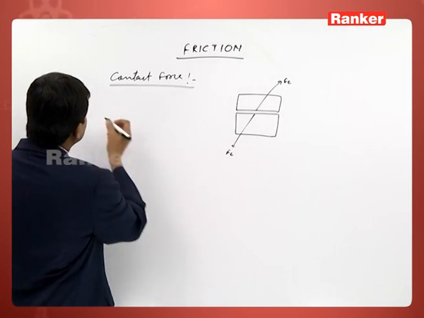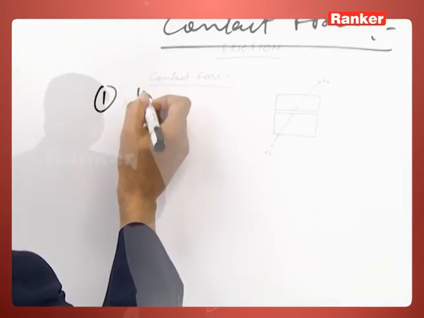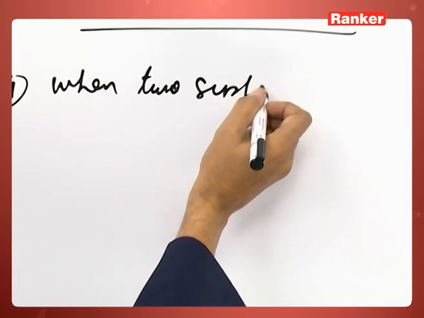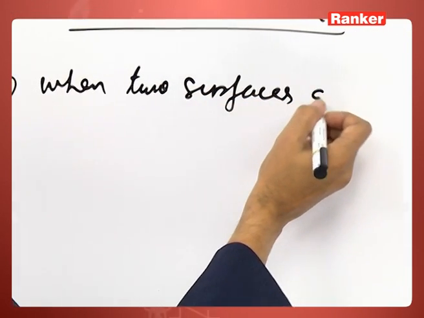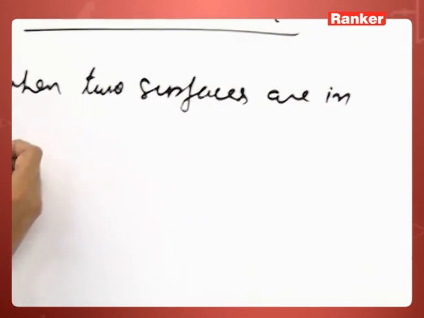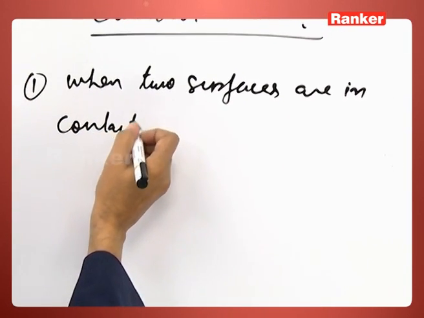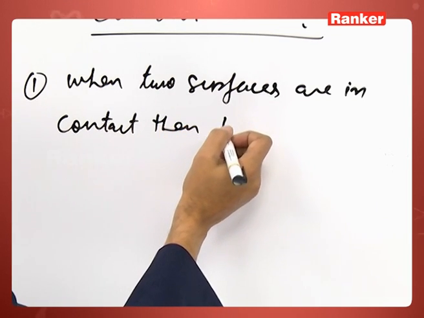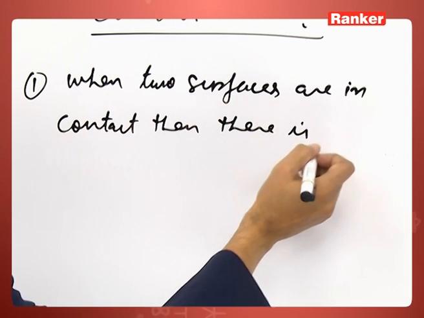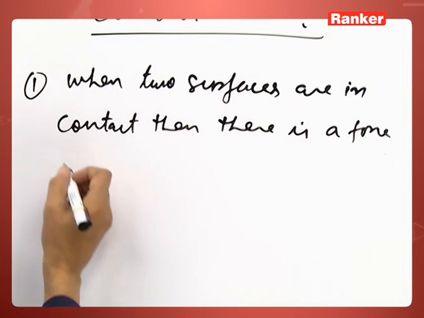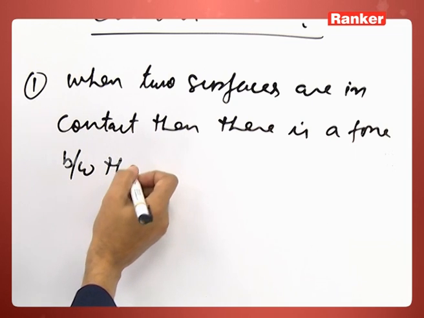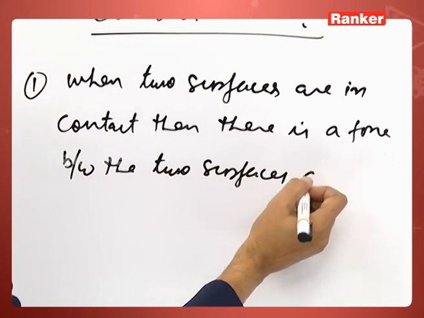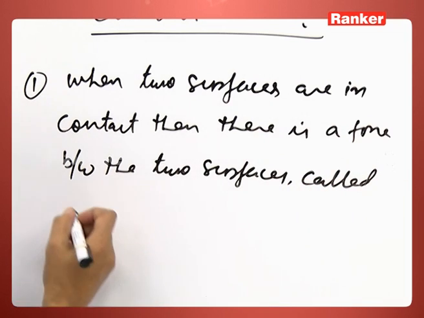So we can write the first point here: when two surfaces are in contact, then there is a force between the two surfaces called contact force.